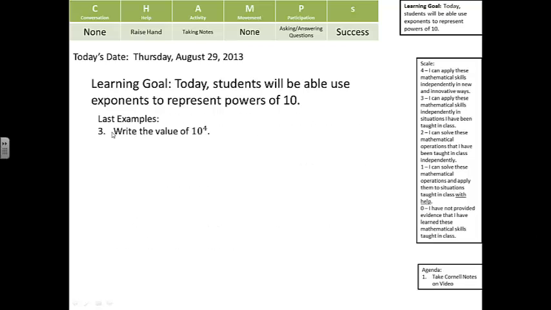Our third practice problem, you're going to write the value of 10 to the 4th power, or the 4th power of 10. What value would that be? Write that number in standard form.